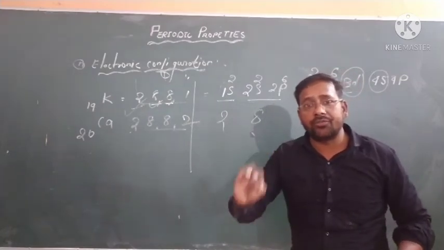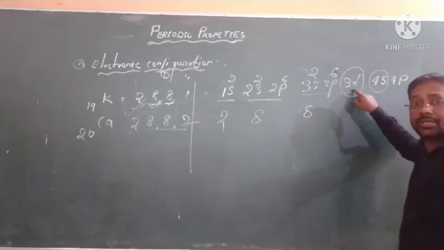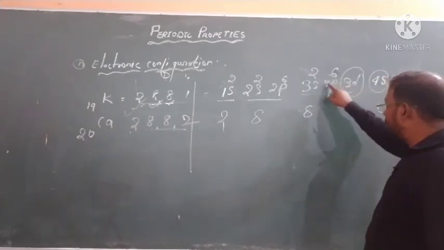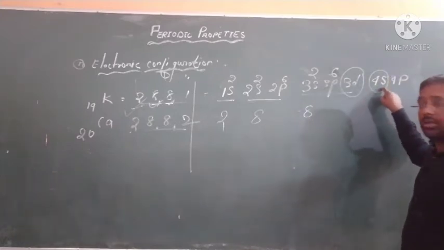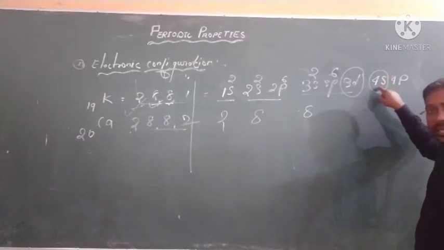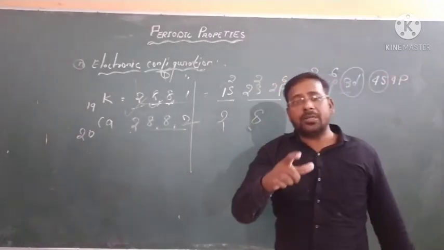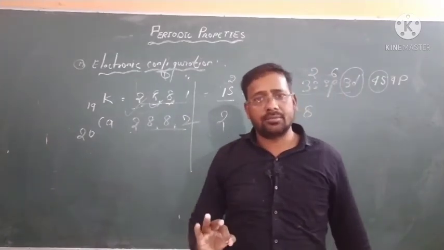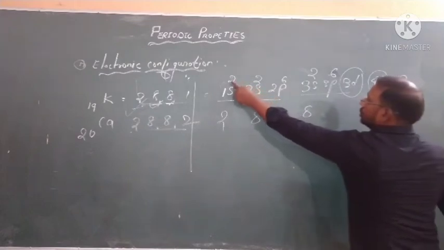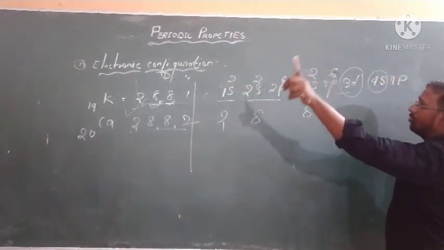Electron will go in the s orbital first compared to d. Just note down why electrons are moving from 3p to 4s and not going to 3d: because 4s has less energy than 3d, and the electron will go only where the energy is less. That's why the remaining electron, after 2, 8, 8, you have only 1 electron.